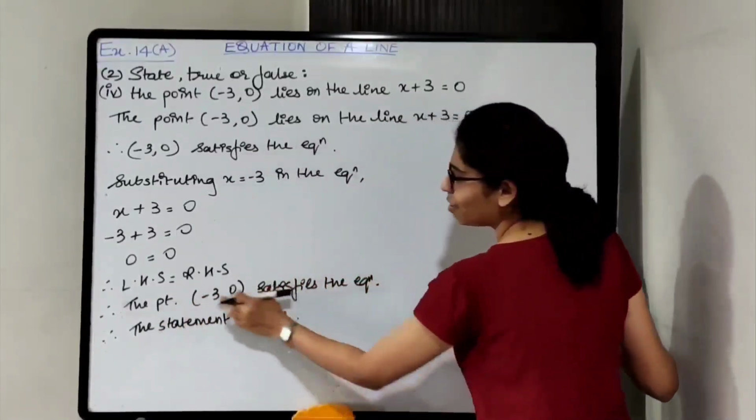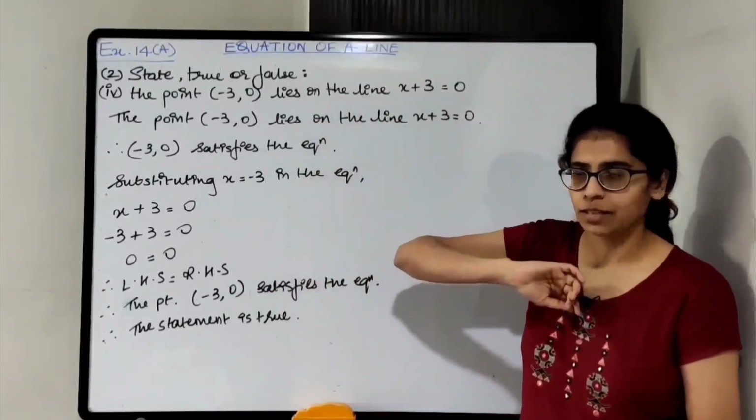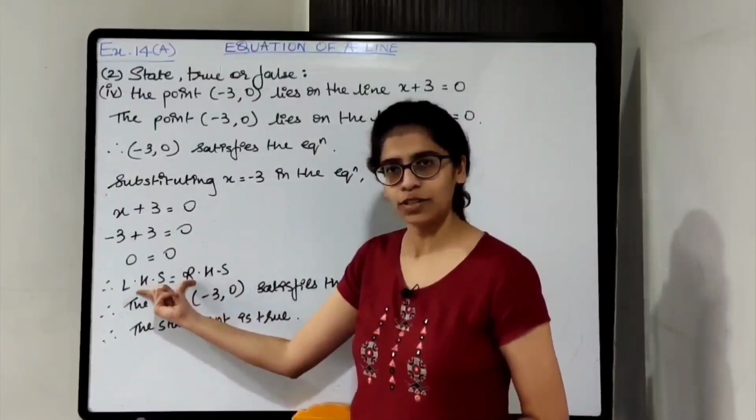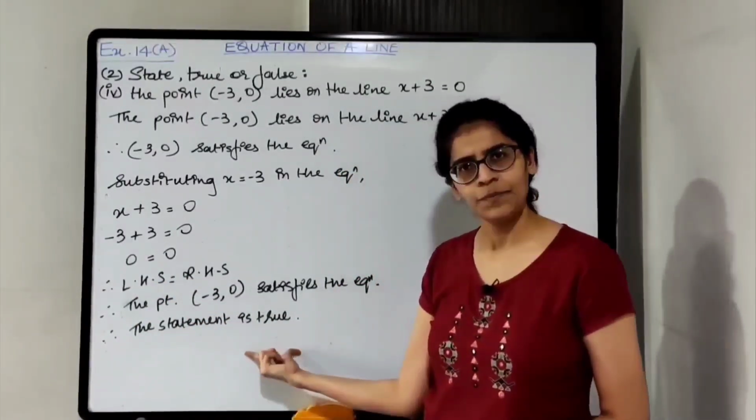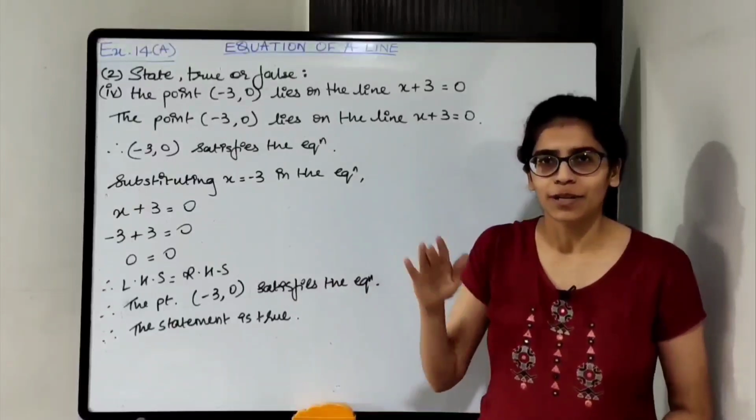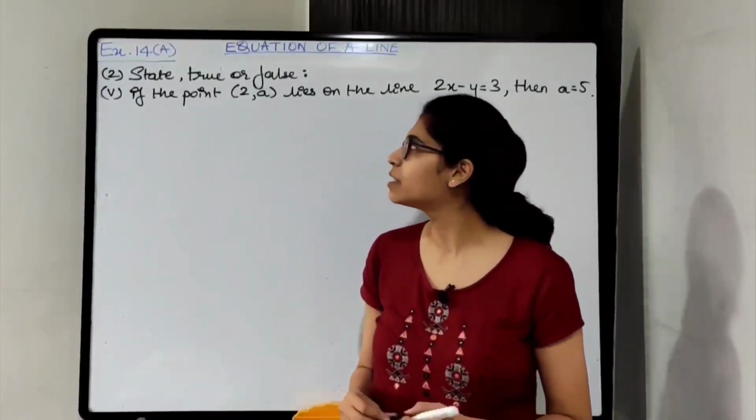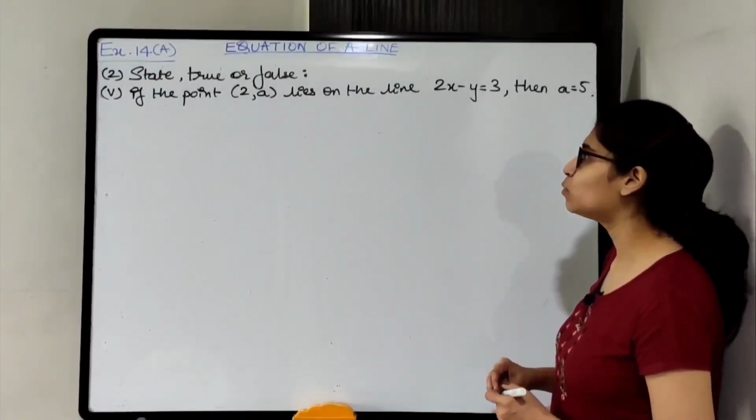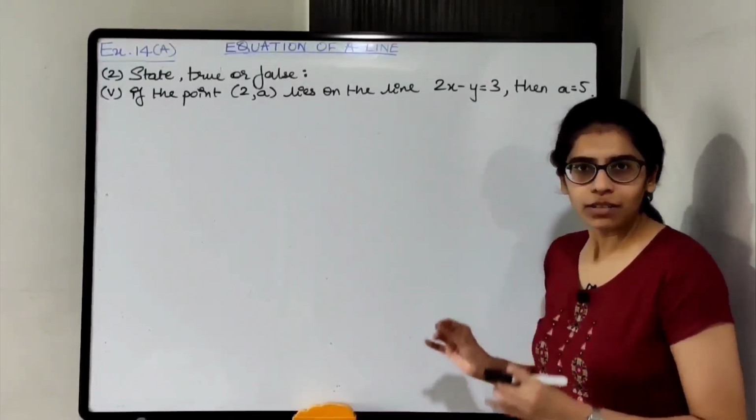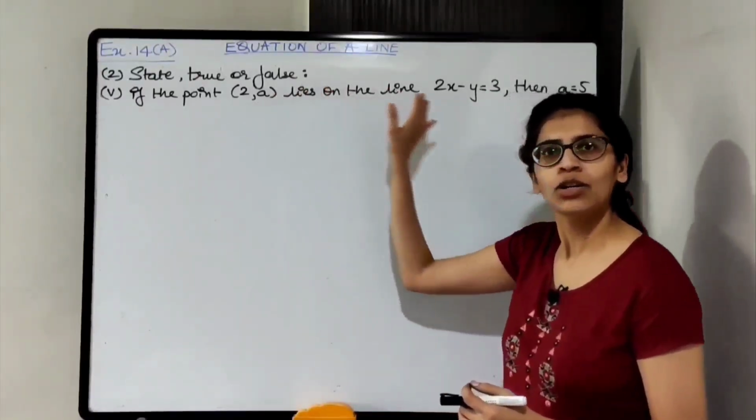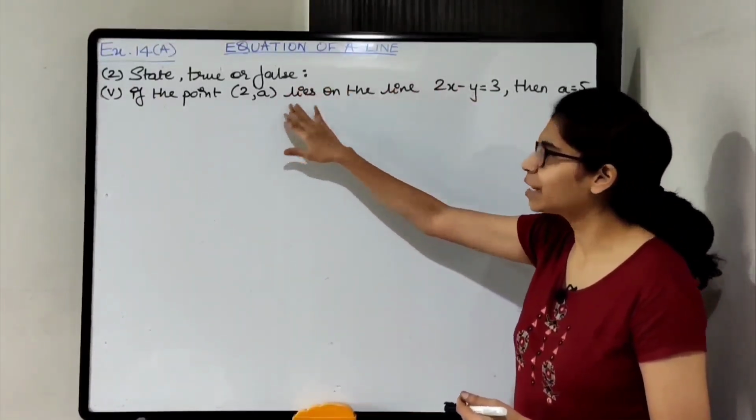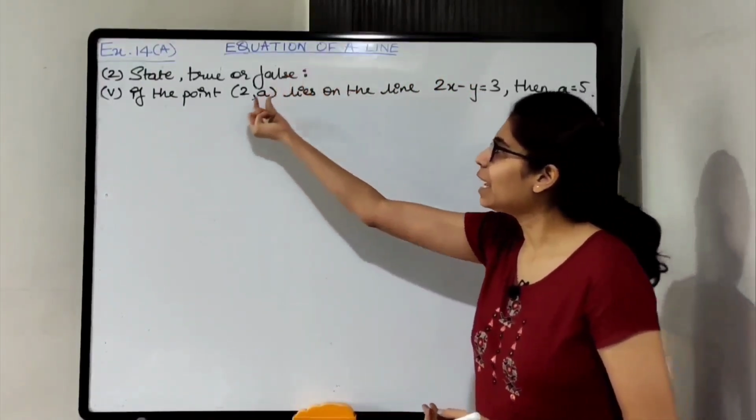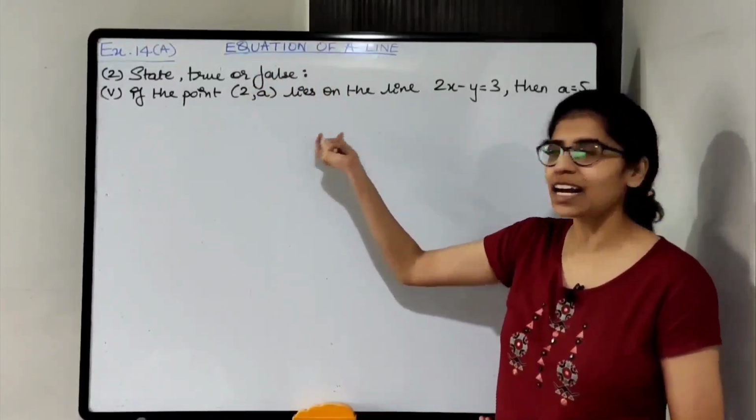It's okay even if you don't write this, because we have already written this earlier and we just wanted to verify if a statement is true or not, and we got LHS equal to RHS, so directly ये लिख सकते हैं. Okay. So now moving on to the last part. Fifth statement is, if the point 2, A lies on the line 2x minus y equal to 3, then A is equal to 5. So over here, you are told that the point is lying on the line. Okay, point is lying on the line, and if it is lying on the line, then A का value क्या होगा? A का value 5 होगा.